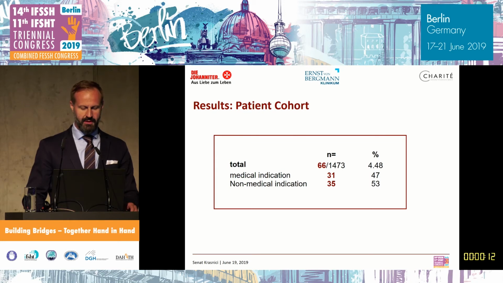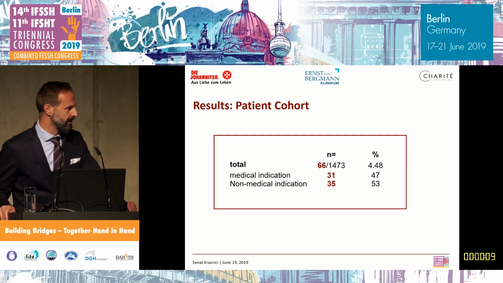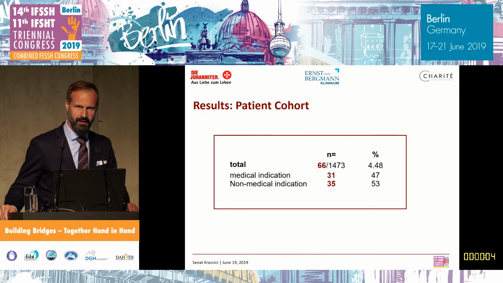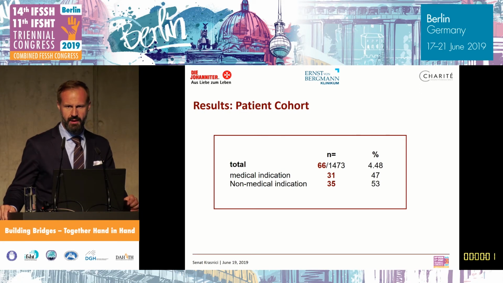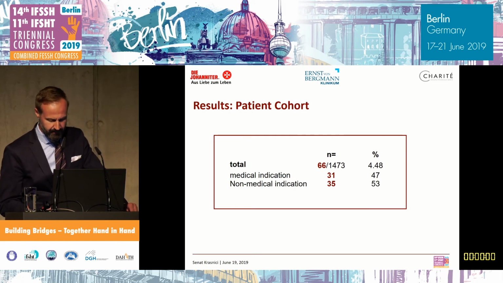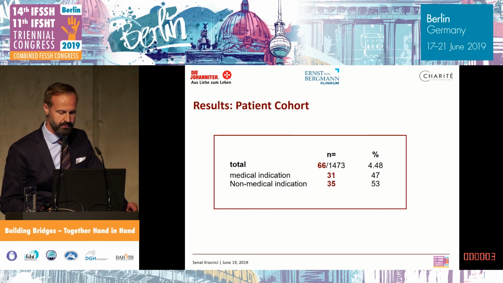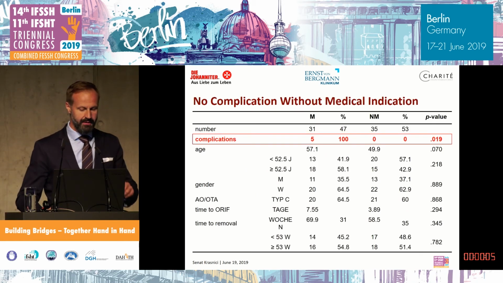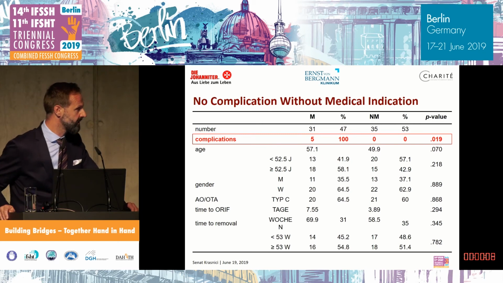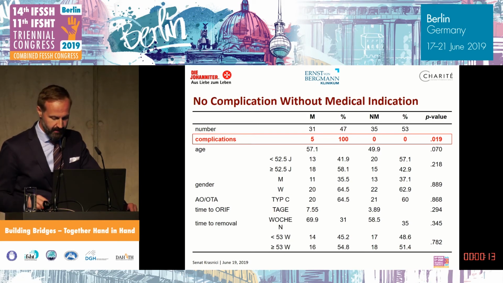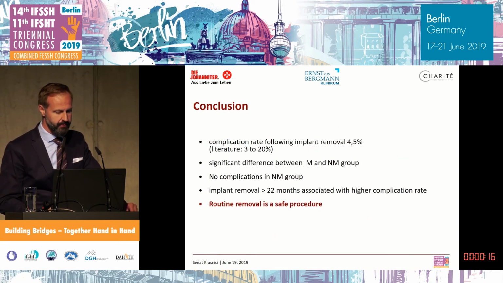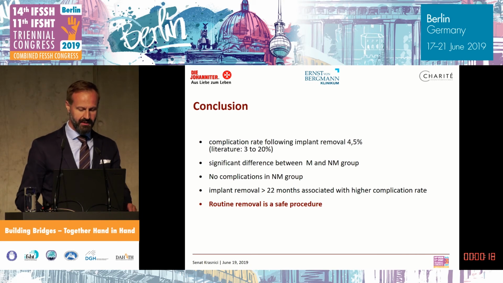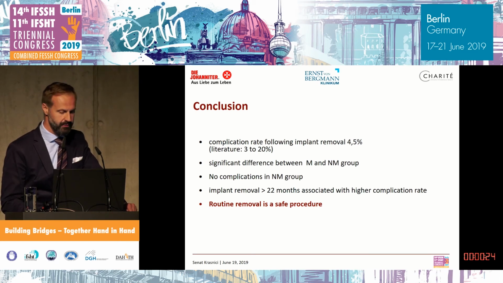What we found is a total of 66 patients out of 1,500 performed procedures, which makes a rate of 4.5% removals, corresponding pretty much to Yamamoto's numbers, with the indication equally distributed between the two groups. I want to highlight the complications, which is the most interesting result and the one we raised a question for, which is significant. The complication rate following implant removal was a total of 5%, with a significant difference between the two groups and no complications in the non-medical group.